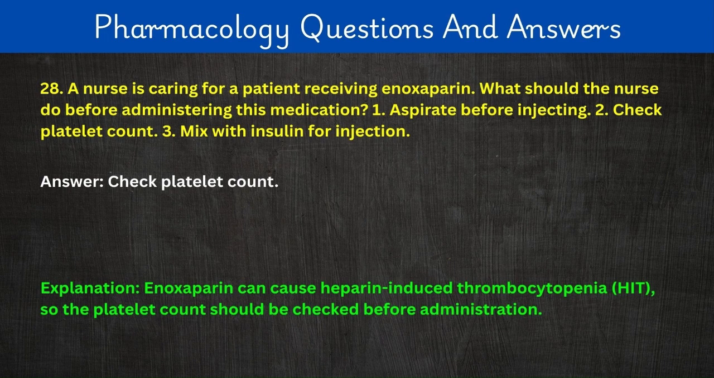What should the nurse do before administering this medication? 1. Aspirate before injecting. 2. Check platelet count. 3. Mix with insulin for injection. Answer: check platelet count. Explanation: enoxaparin can cause heparin-induced thrombocytopenia, HIT, so the platelet count should be checked before administration.